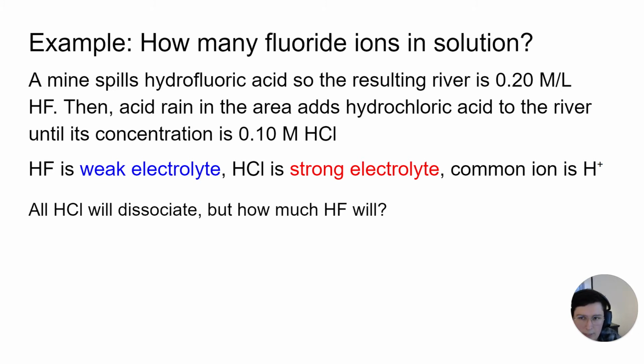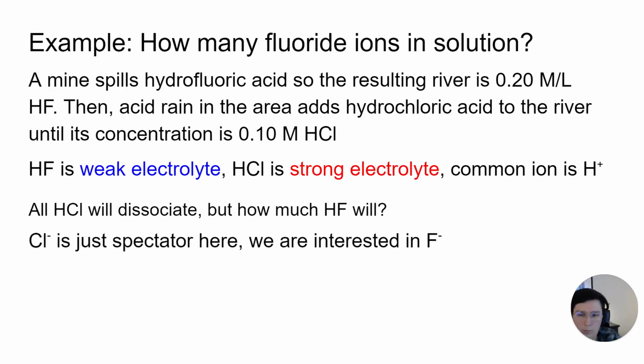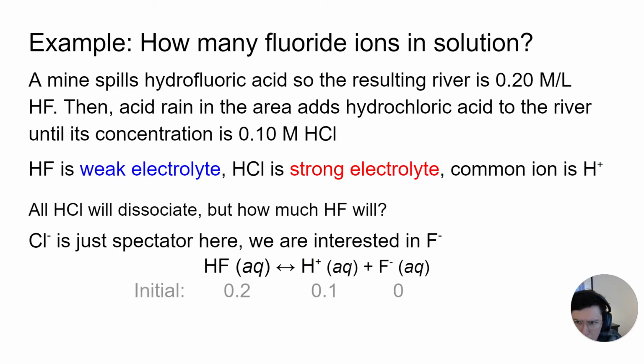So because we're interested in the hydrofluoric acid, we can ignore the hydrochloric part of this, the chloride ions here. It's just a spectator ion. And we can focus in on just the fluoride. So the reaction for the dissolution here is hydrofluoric acid dissolves into a hydrogen ion and a fluoride ion. So initially, from our word problem, we know that there was already 0.2 moles per liter of the hydrofluoric acid.